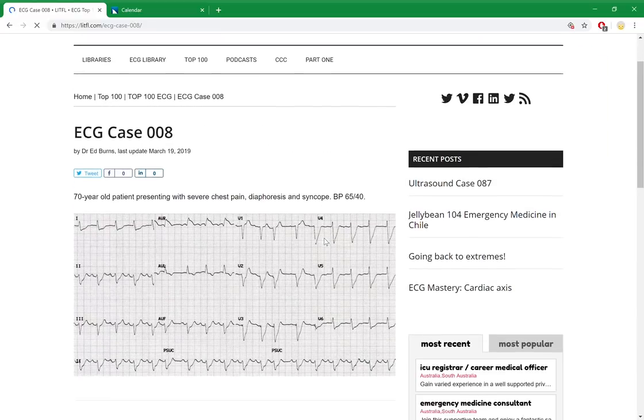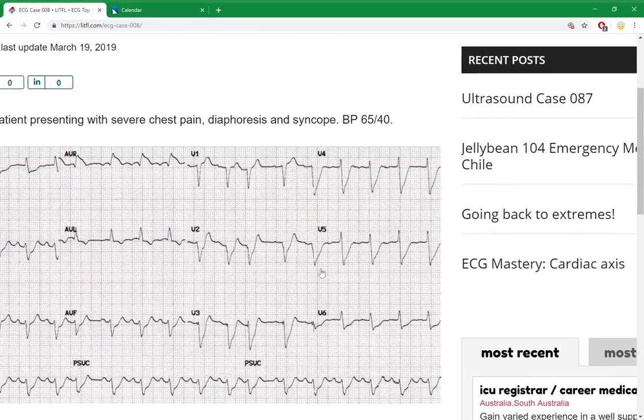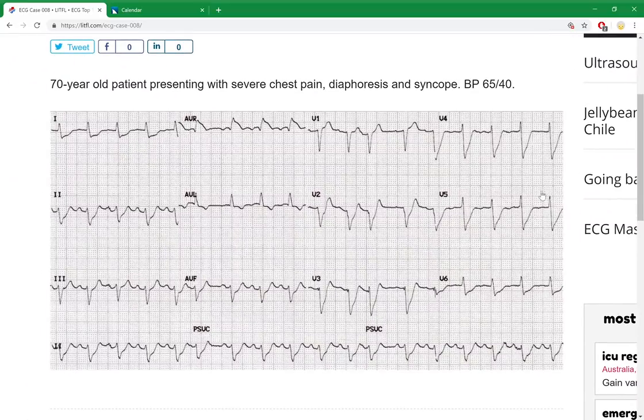A couple more here. Okay, this one is really good and really challenging. So when you look at this, we see this, right? This should stand out a little bit. The QRS looks super wide, but is it actually super wide, or are we dealing with something a little bit more sinister? So if we look at AVL, we can see the QRS a lot more easily than we can over here.